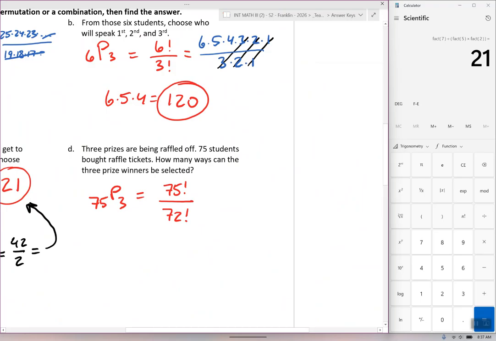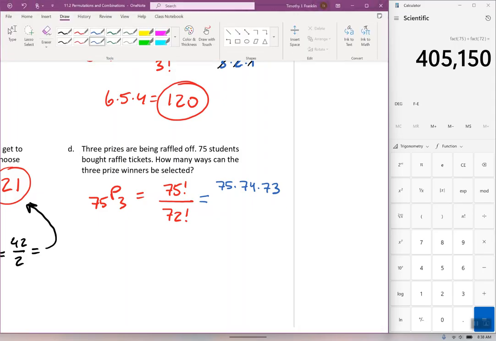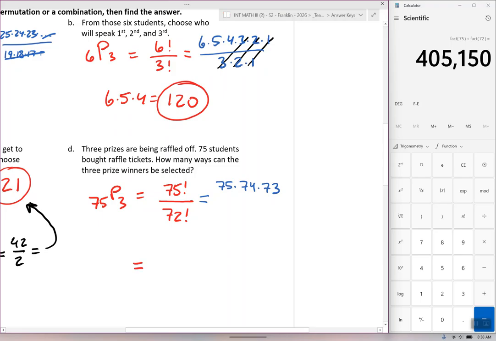This is actually a little easier than it seems. And I can type it in, 75 factorial divided by 72 factorial. It gives me 405,150. We'll see if that holds true. Remember, the 72 factorial is going to cancel everything out on top from 72 down. So what I'm left with is 75 times 74 times 73. So let's see if I get the same thing. 75 times 74 times 73. I get 405,150.